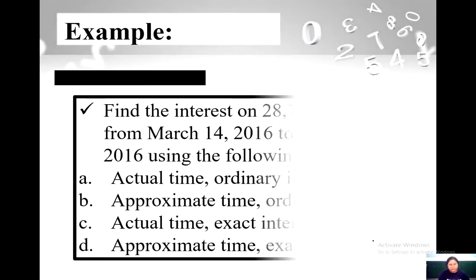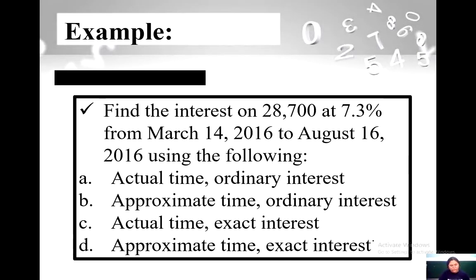Okay, let's have example number 2. So find the interest on 28,700 at 7.3% from March 14, 2016 to August 16 using the following: actual time, ordinary interest; approximate time, ordinary interest; actual time, exact interest; approximate time, exact interest. Okay. So always write the given first.